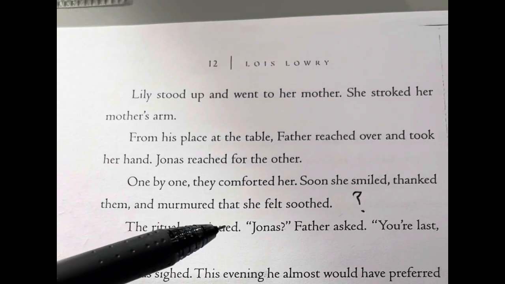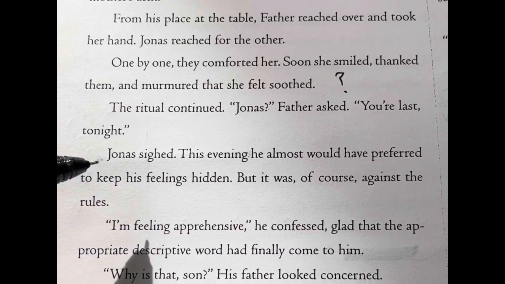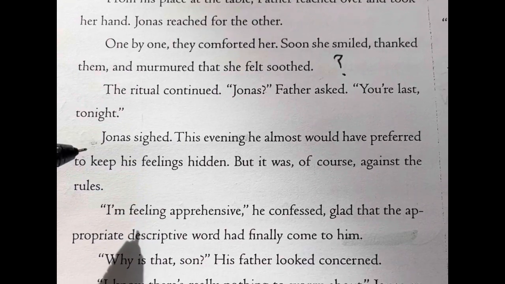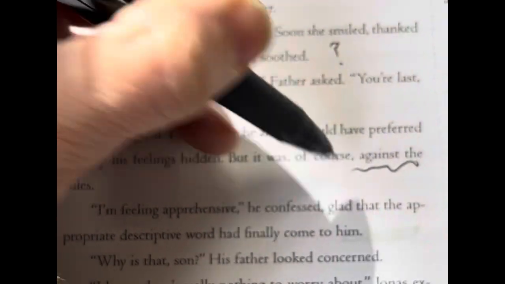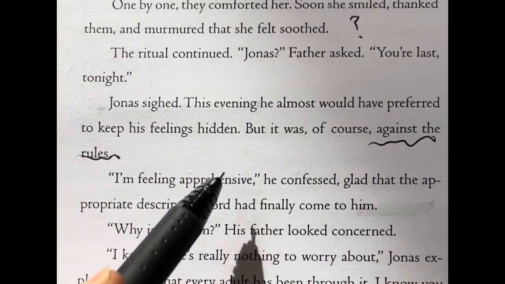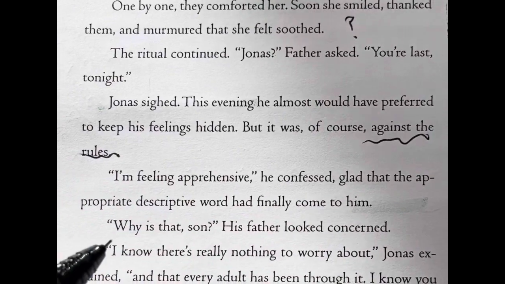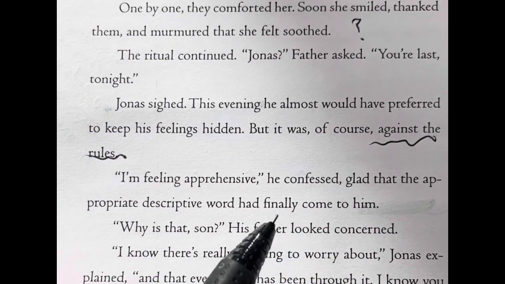The ritual continued. Jonas, Father asked, you're last tonight. Jonas sighed. This evening, he almost would have preferred to keep his feelings hidden. But that, of course, was against the rules. I'm feeling apprehensive, he confessed, glad that the appropriate descriptive word had finally come to him.